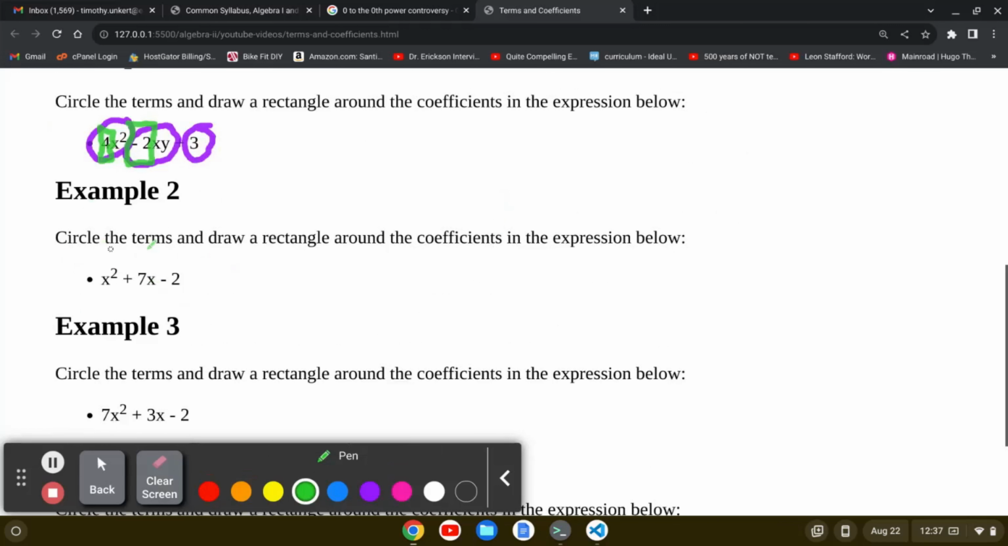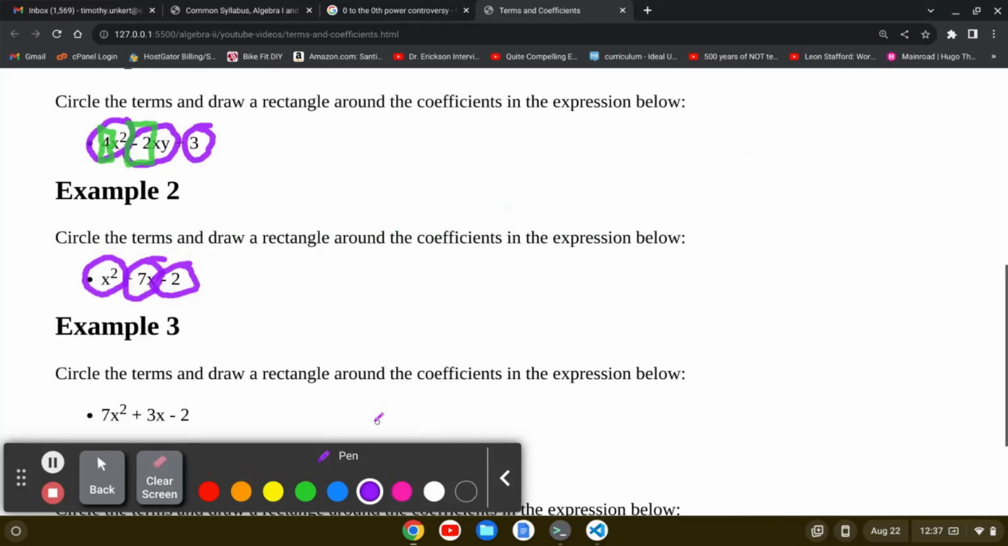So in example 2, it says circle the terms and draw a rectangle around the coefficients in the expression below. We have x squared plus 7x minus 2. So if I want to circle the terms here, I've got x squared as a term. I've got the 7x as a term. We had a plus in front of that. And also the minus 2 is a term.